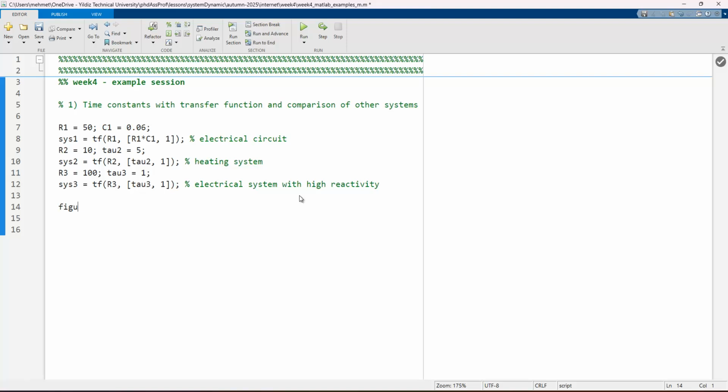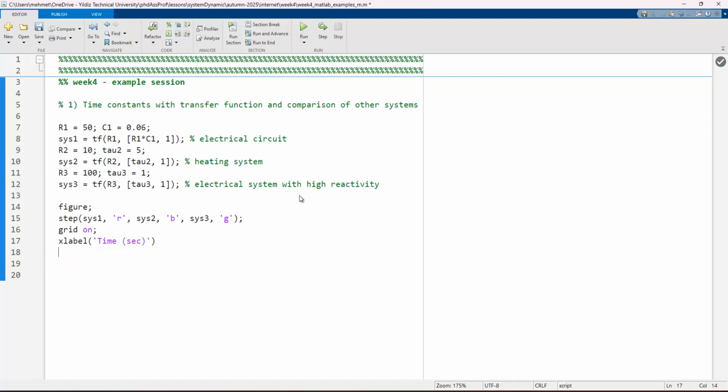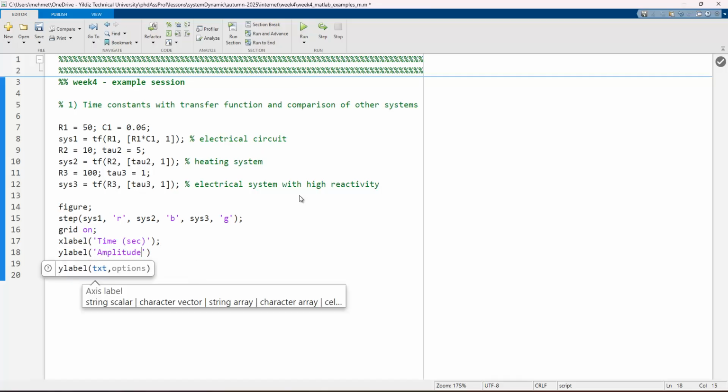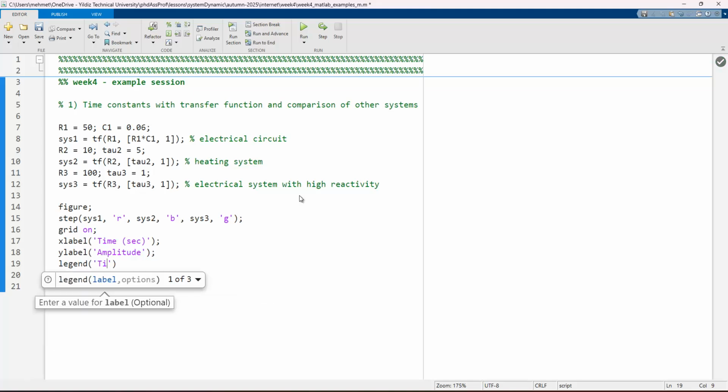In order to show this performance we need to create a figure here, and the step function can be used. Sys1 is red, sys2 is blue, and sys3 is green. Grid on must be written here, and then the x label is time in seconds, and the y label is the amplitude value. Also we need to give the legend to show the time constants.